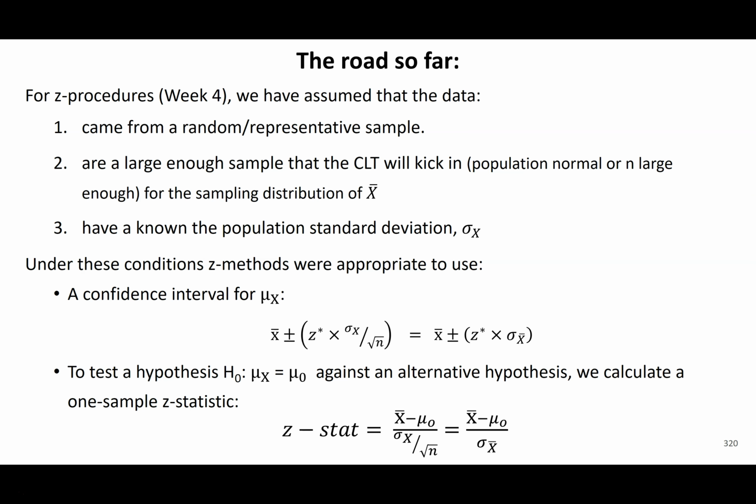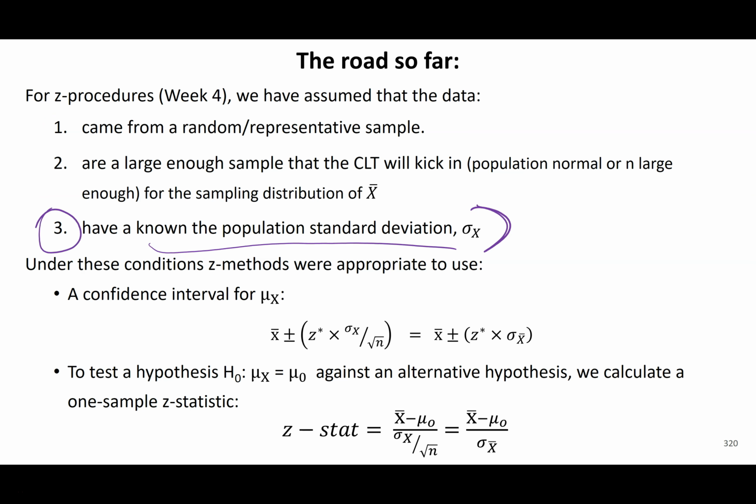So, road so far. For Z procedures, when we wanted to do a confidence interval or a hypothesis test, we had these three conditions. So the first, and this is pretty much going to be a condition no matter what kind of methods or procedures we use, come from a random or representative sample. That's pretty much going to always be something that we want to have. Then we want to know, is our sample size large enough that we know the central limit theorem is going to kick in for the sampling distribution of x bar, so that we know the sampling distribution of x bar will be roughly normal. And then this third condition is special to the Z procedures.